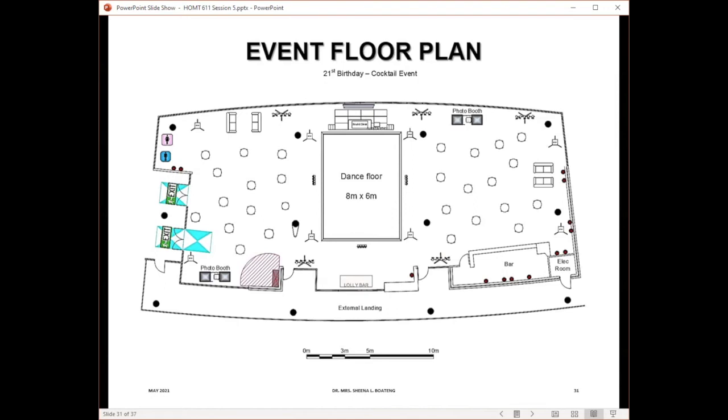Well, then they have the exits. Do you see? Very clearly marked exits. Yes. Then the washrooms. Do you see where the washrooms are? Good. Yes. Then they have photo booths. Then they have the high table. The high table is here, right? At the head of the dance floor. Yes. Which is the sound desk. So they've written sound desk there. I don't know if you can see it, but it means that this is where the DJ will be situated.